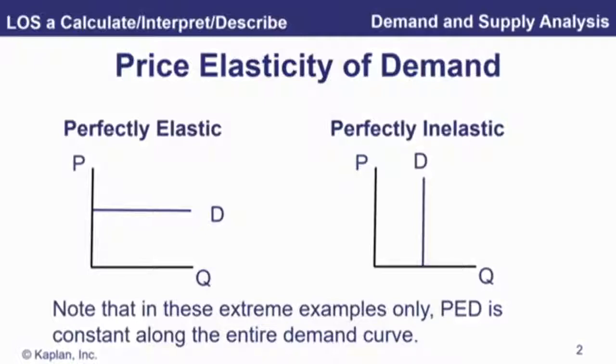And then a nice little add-on point at the bottom there. Only in these extreme examples is the price elasticity of demand constant along the entire curve. Could be a nice little trip question, because we often show these demand curves as straight lines. Even if they are downward sloping, we show it as a straight line. Just because it's a straight line does not mean PED is constant all along it. That's only the case here, where you have perfectly elastic or perfectly inelastic curves.